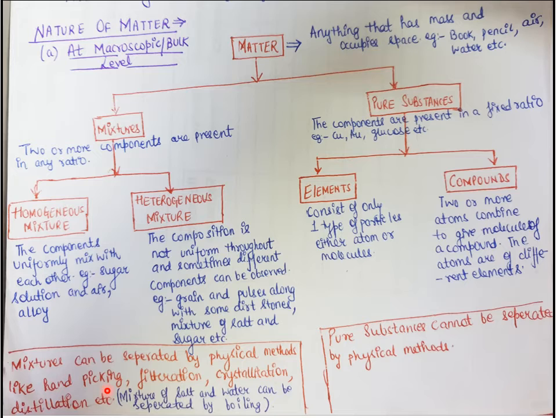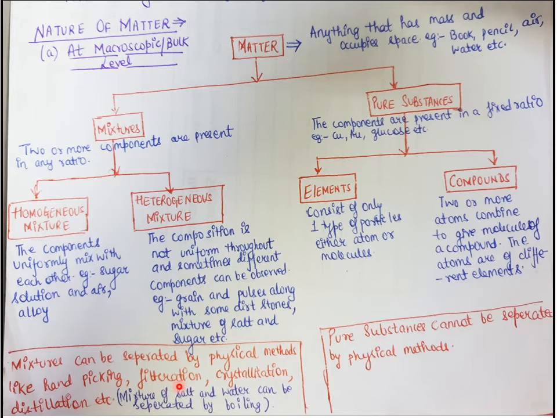Filtration is another method to separate components in a mixture. For example, let's say I have sand and water, so I can just use a filter paper and pass my solution through it. The sand will remain inside the filter paper, and what I will get in the beaker is my water. So filtration is another method to separate the components of a mixture.